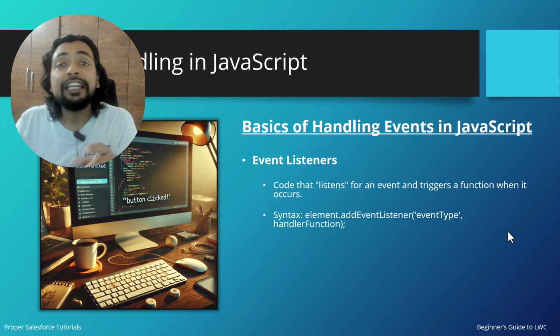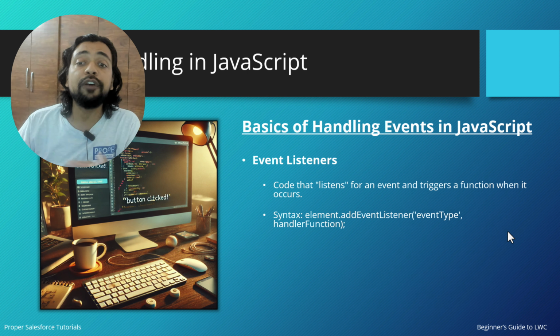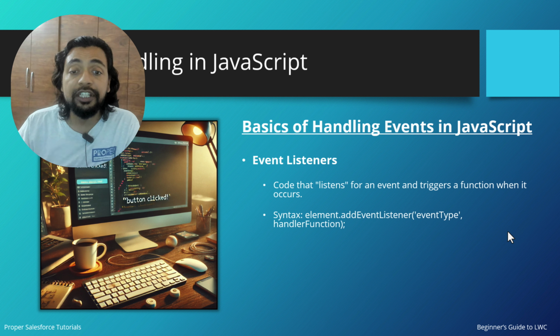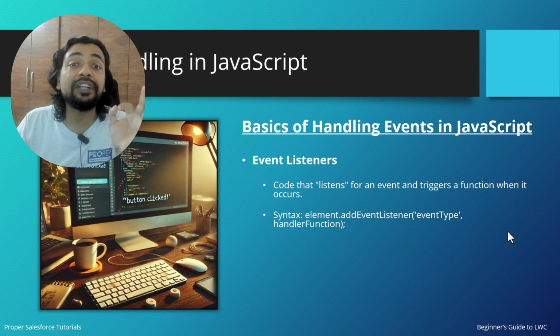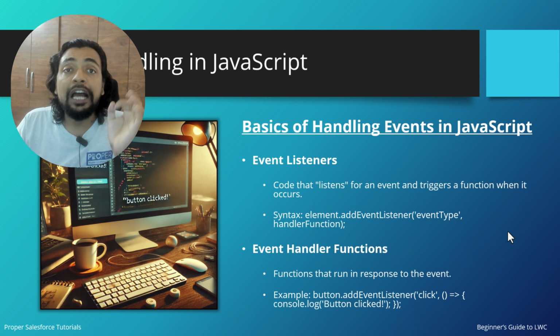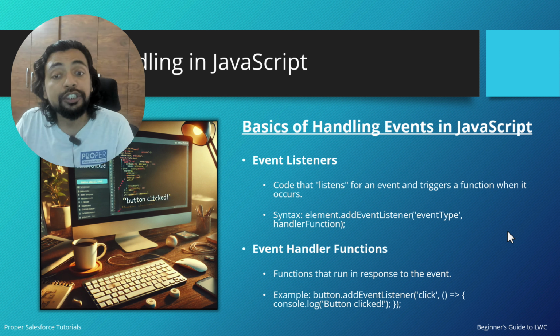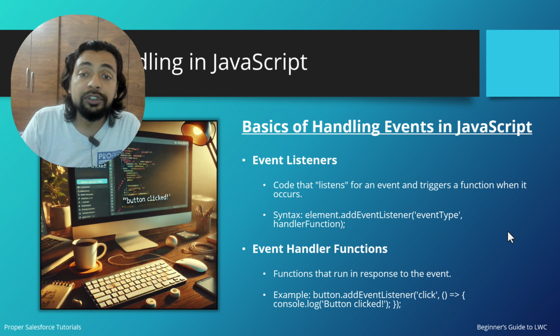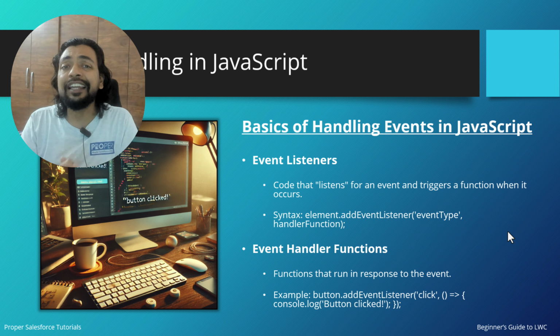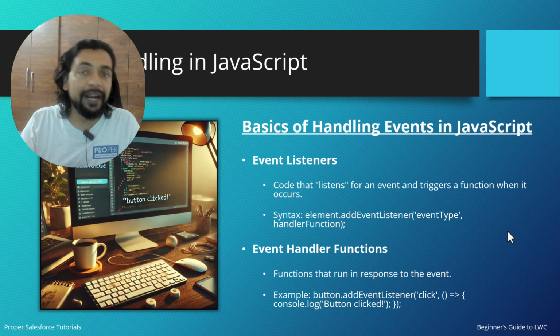As I said, event listeners listen for an event and trigger a function when it occurs. So here is the syntax for how you can add an event listener, and then also tell about the handler there. Handlers are nothing but functions that run in response to an event, so when that event occurs, the handler executes. Now enough of talking, I think we should see all that practically.